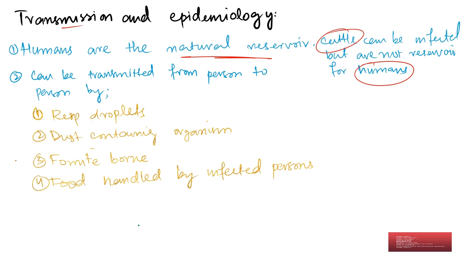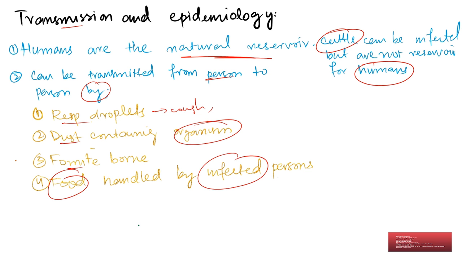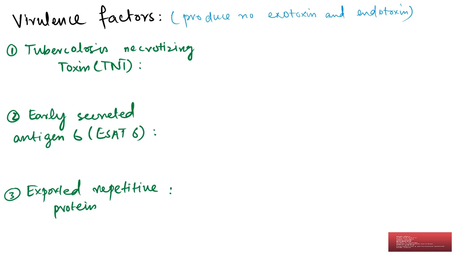This bacterium can only be transmitted from person to person by the respiratory droplets produced during coughing, sneezing, etc., by dust containing the organism, by fomites, and by food handled by an infected person having Mycobacterium tuberculosis. Talking about virulence factors, exotoxin and endotoxin, they produce no exotoxin or endotoxin. They produce some virulence factors like tuberculosis necrotizing toxin, early secreted antigen 6, and exported repetitive protein.